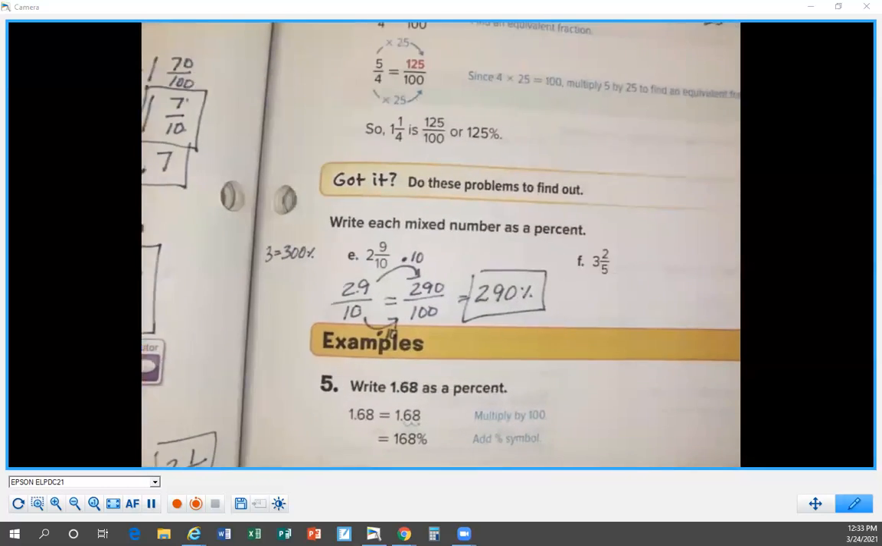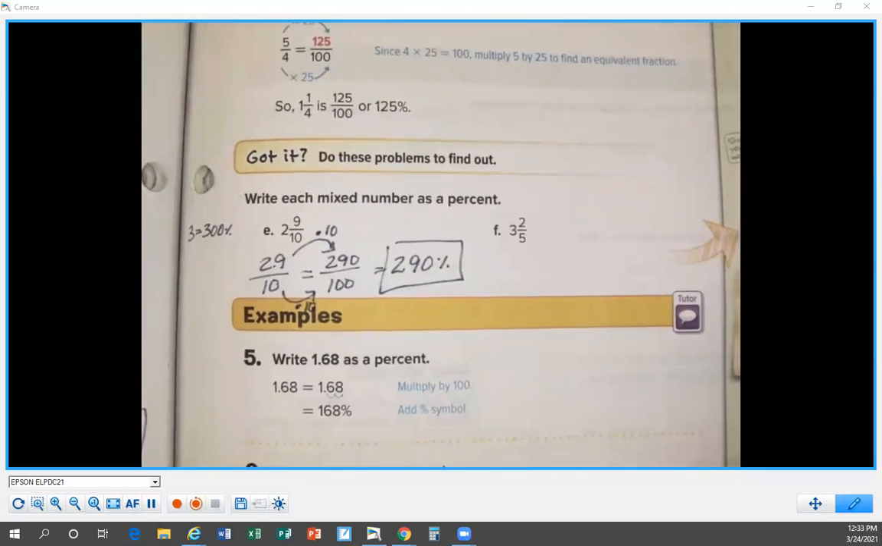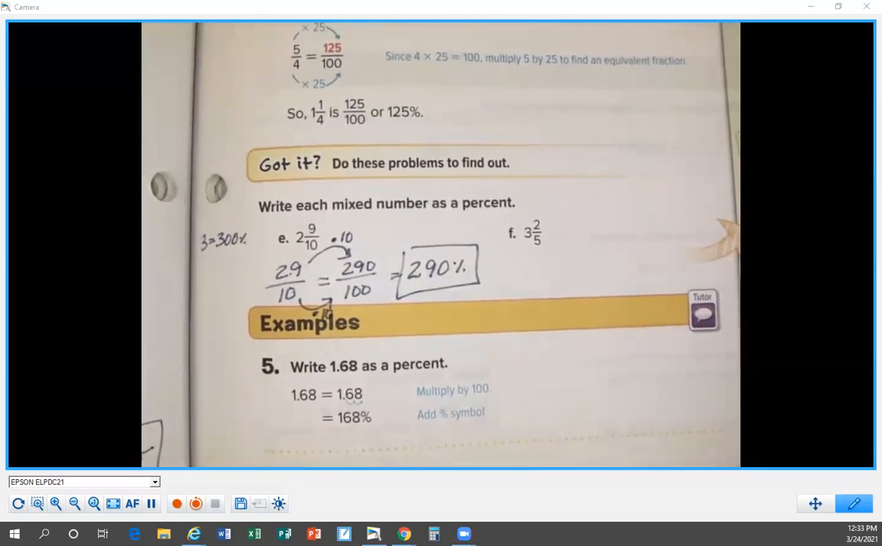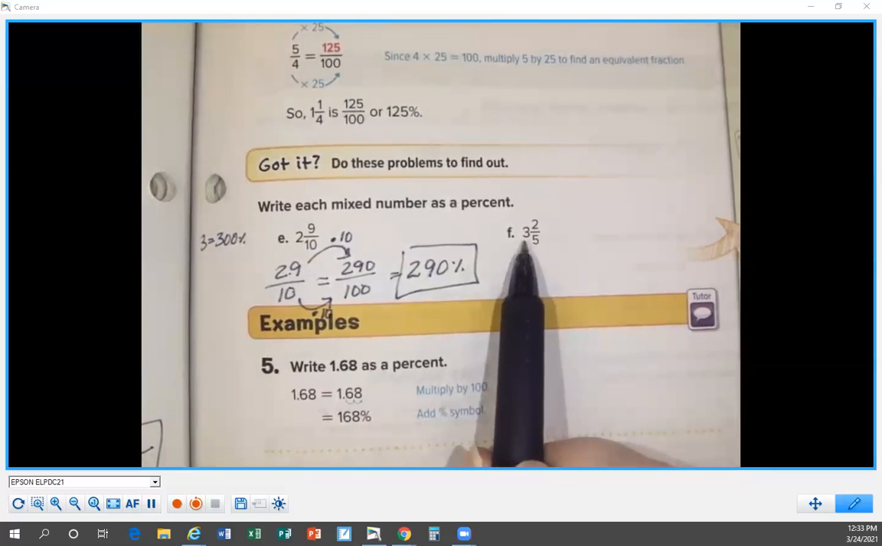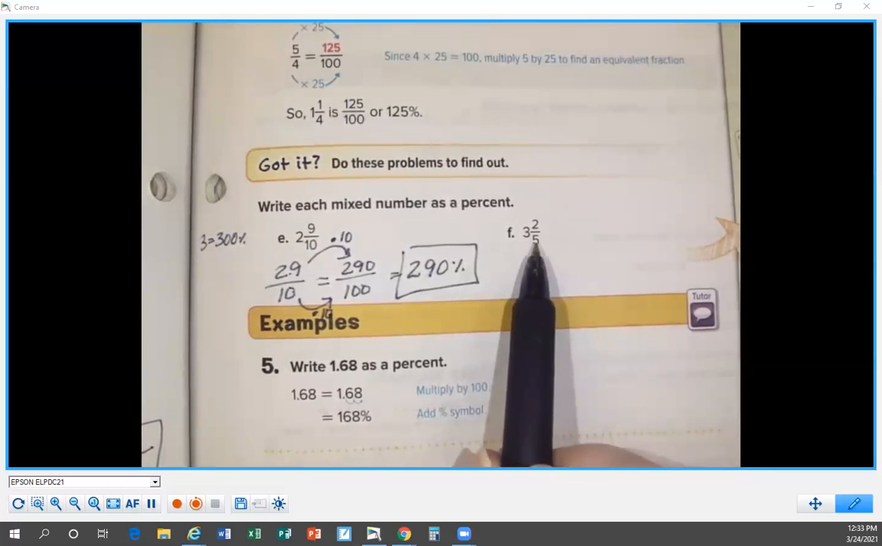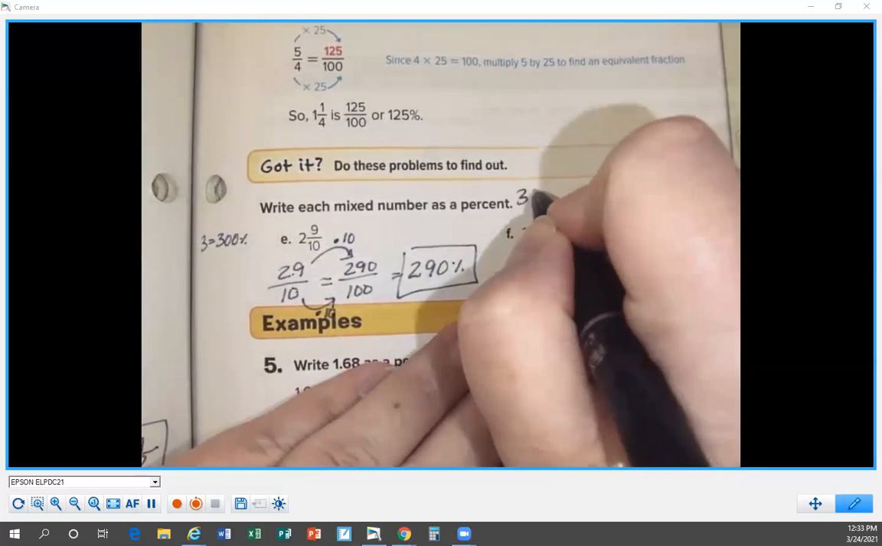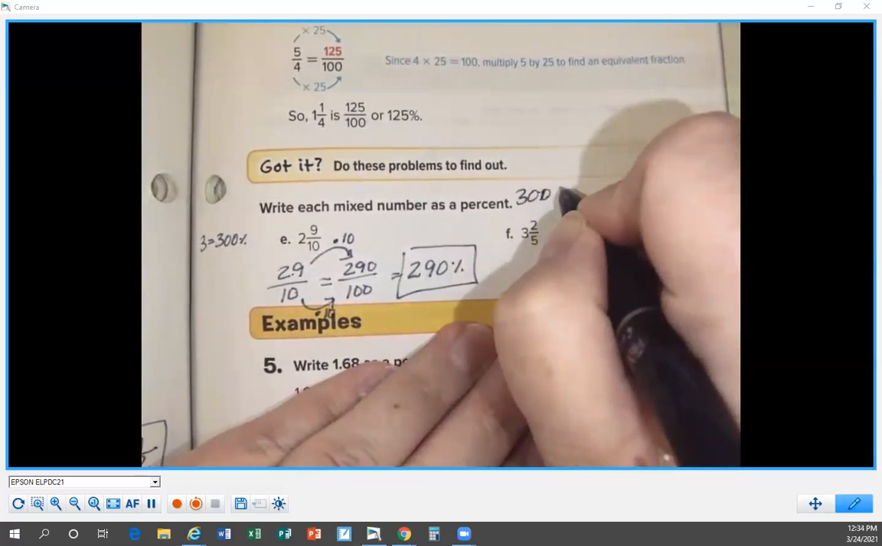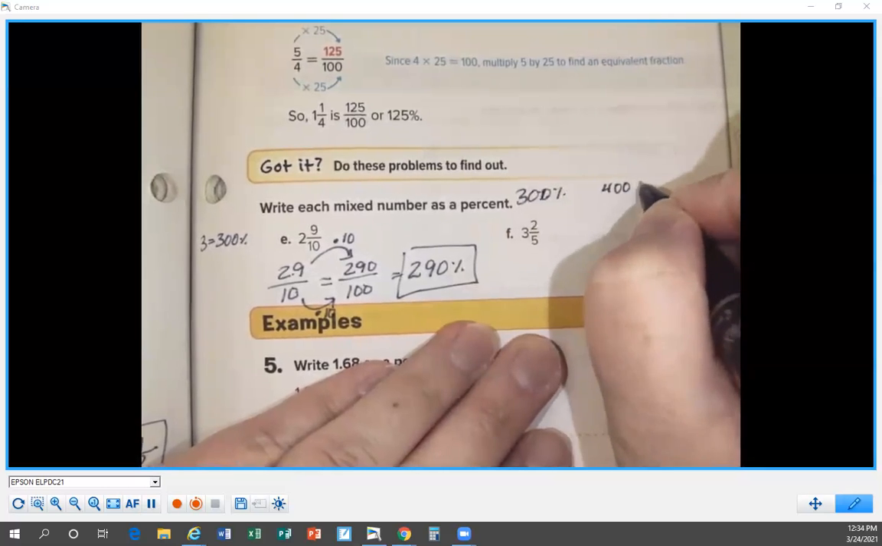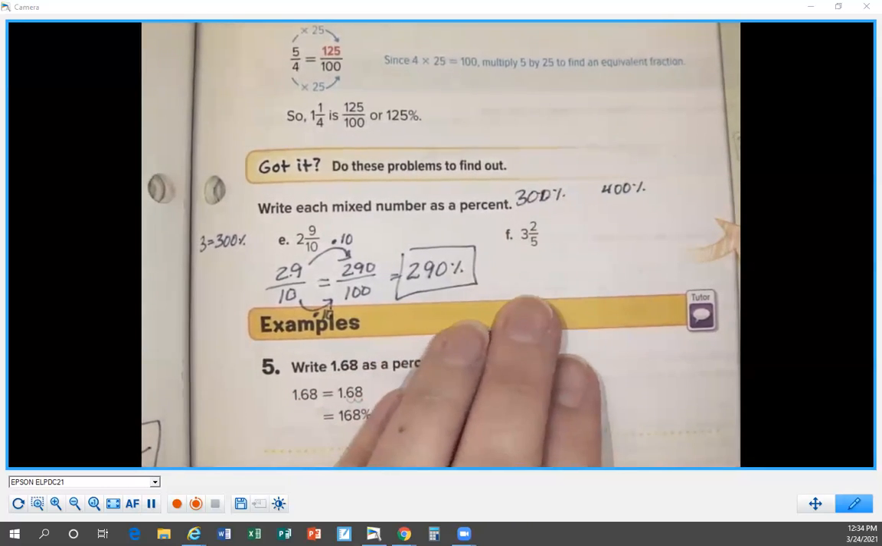Let's do letter F. 3 and 2/5. Okay? So we know it's bigger than 3, smaller than 4. So our answer is going to be between 300% and 400%. Do we all agree? So we know our ballpark. We know our reasonable answer. So somewhere between 300% and 400%. Okay?